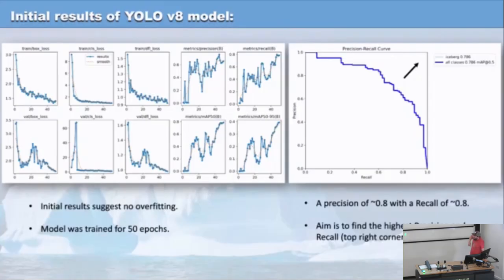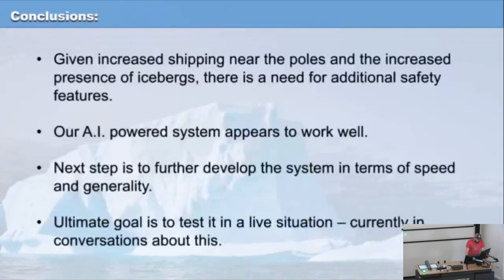And this is to be expected with SAR images, the resolution issue, of course, what I told you about, the backscattering issues, etc. But the aim is to find the highest precision and recall. Again, that top right corner is really important.